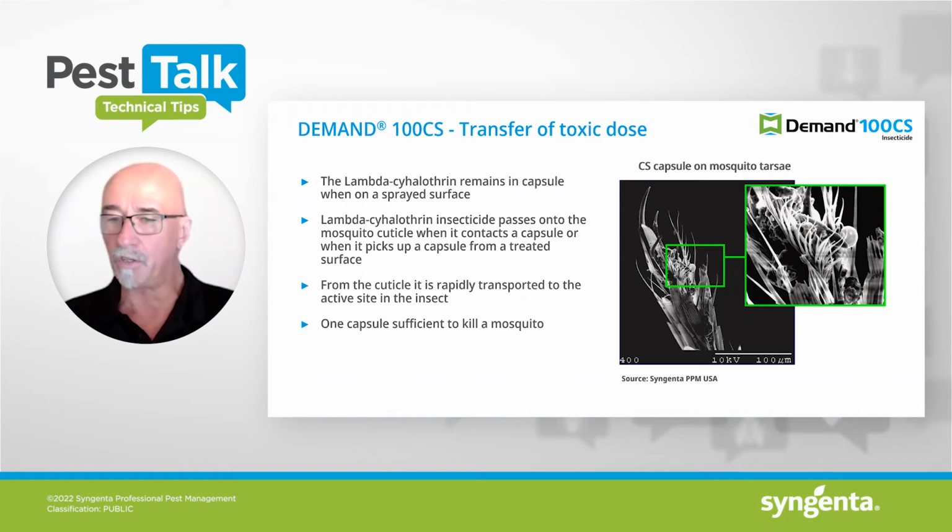From the cuticle it is rapidly transported to the active site in the insect, and one capsule, as you see there in the left-hand green square, is enough to kill a mosquito. Just that smaller part of an insecticide is enough on its cuticle to make it be effective over the next couple of hours to kill the insect. Of course, mosquitoes also touch the proboscis on the surface they land on, and they also ingest it into their stomach as they put their proboscis down on the surface each time they land. So really a bit of a double whammy of how to get them to really treat those surface areas.